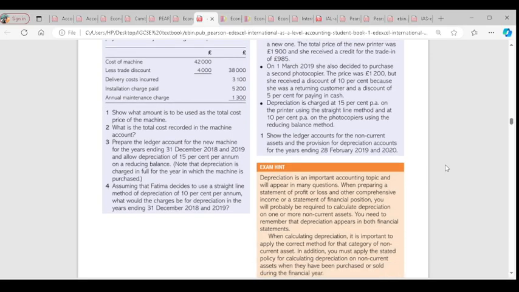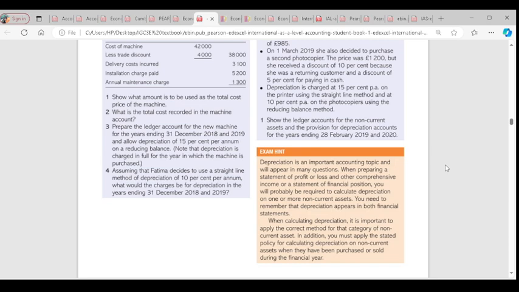Now the last question says, assuming that Fatima decides to use a straight line method for depreciation of 10% per annum, what would the charge be for depreciation in the year ended 31 December 2018? We know for a straight line method, it is fixed. So the amount charged in 2018 will be the same amount charged in 2019. Yes or no? So the value of the asset is 46,300.